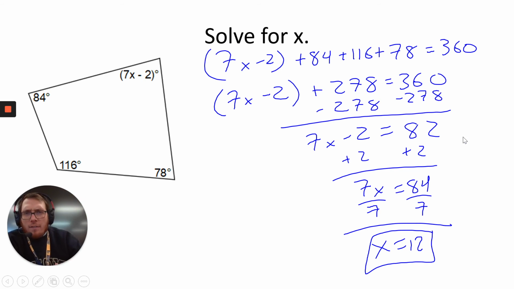That's one method to solve that. Obviously, you could combine everything together on like terms on the left side first, and then go from there. But overall, that's the strategy that you want to use in order to solve for x.